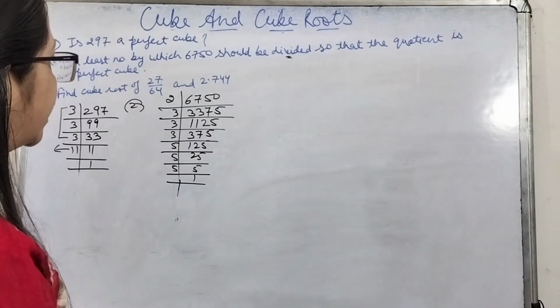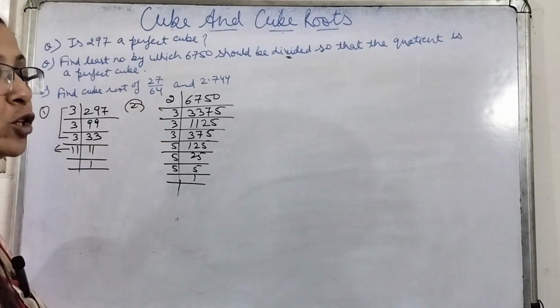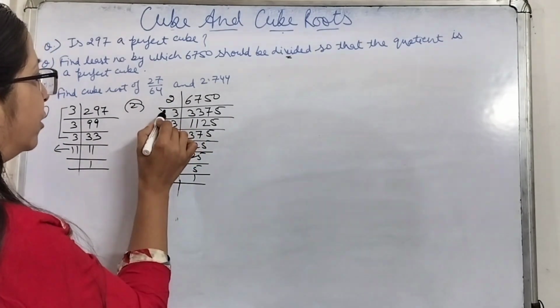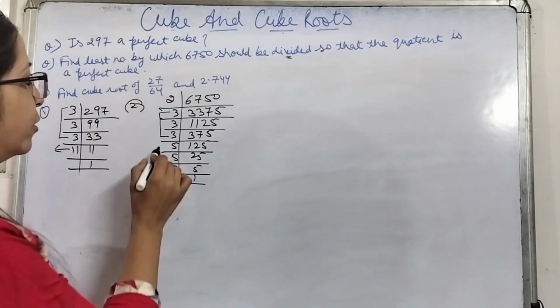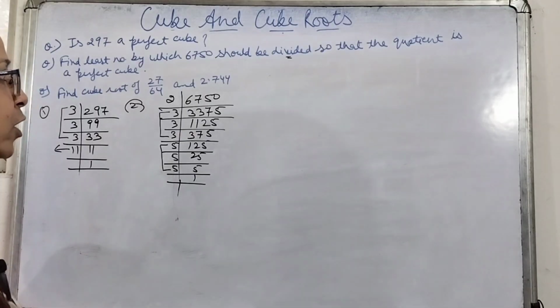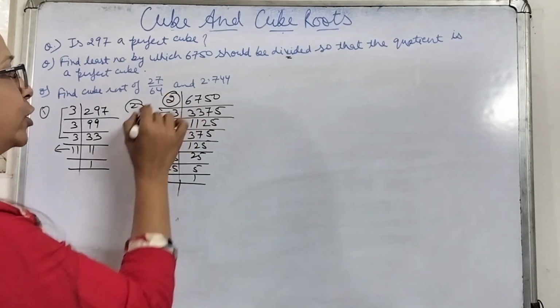So we'll make groups of 3s. 2 does not have a group of 3; it does not have a triplet. We have three 3s, and we have three 5s. The only extra number is the 2.